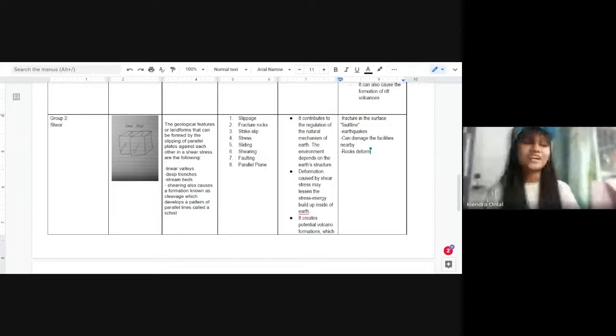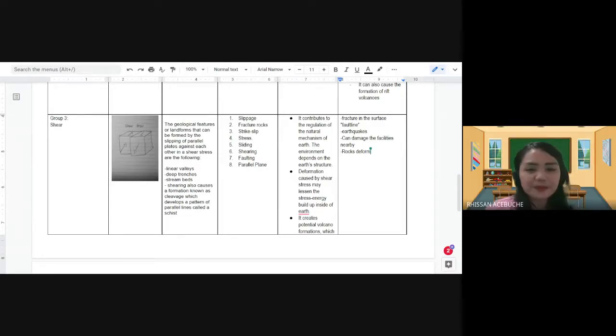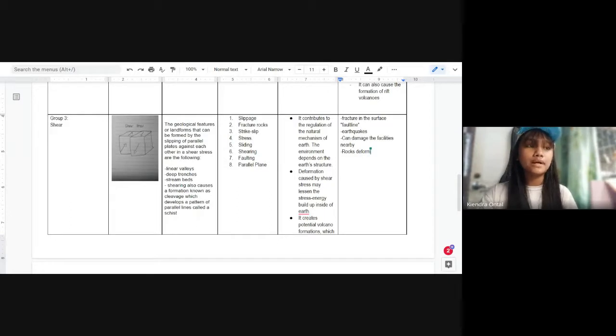So hello, we are group 3 and we are assigned to the third and last type of stress, which is the shear stress. Shear stress occurs at the transform boundaries and it forms strike-slip faults. And our illustration of this stress, we really drew it ourselves. You can see there that they are moving, that they are sliding fast against each other.